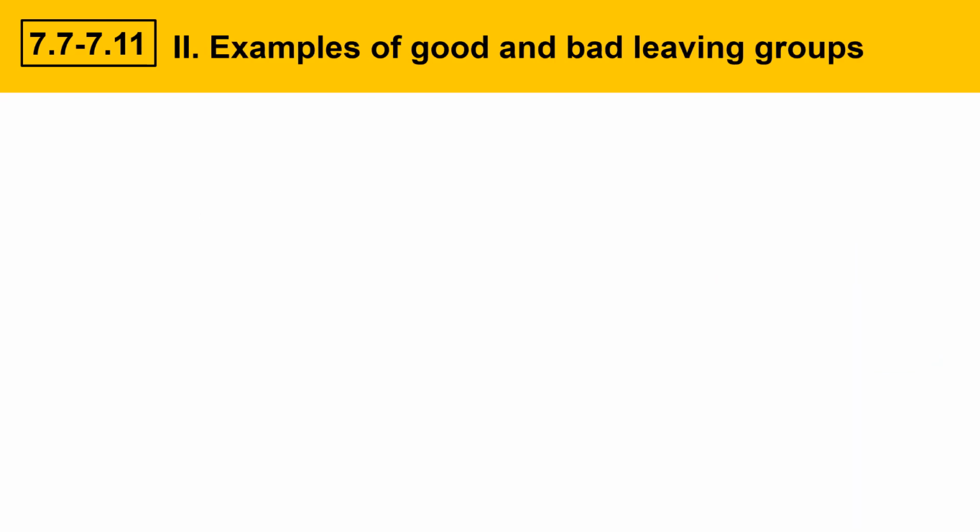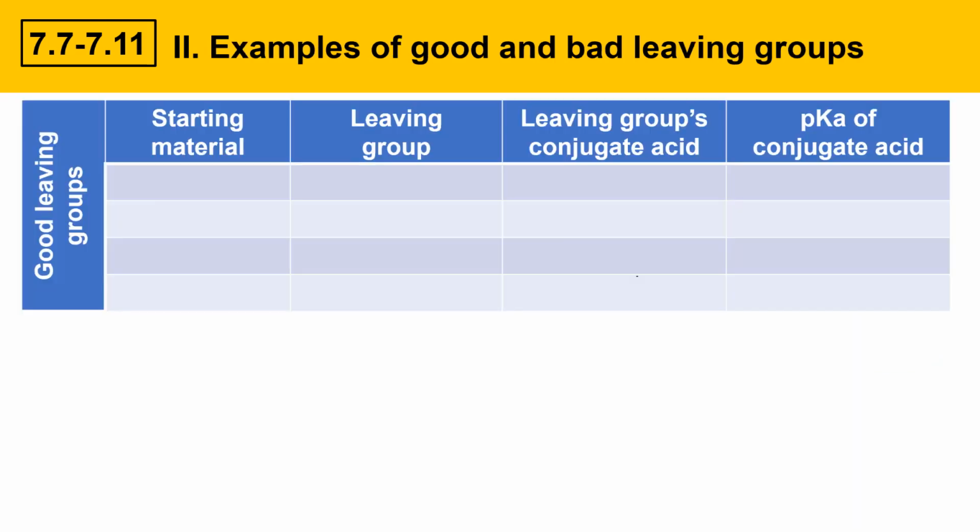This slide will cover some examples of good and bad leaving groups. The first table is going to include some examples of good leaving groups, and in this table I've got columns for starting material, the leaving group's conjugate acid, and the pKa of the conjugate acid. These last couple of columns are in here because the leaving group's basicity is so important in determining how good of a leaving group it is.